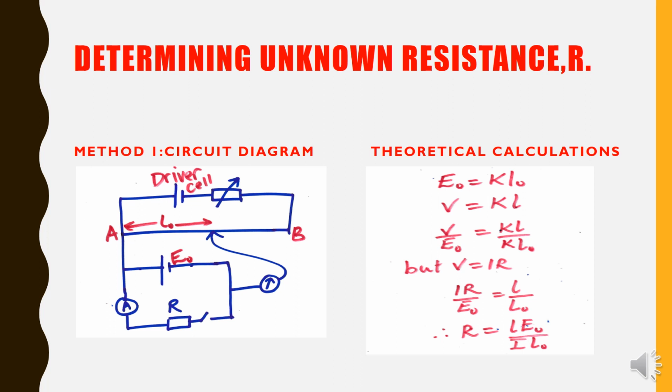So after you have recorded the current reading, you can now write down the equations. First of all, the first equation when the switch was open is E naught equal to KL naught, shown on the right hand side. And then when the switch is closed, V is equal to KL. So dividing those two equations, and substituting for V equal to IR, we get the value of R as L E naught over I L naught. So we have determined the unknown resistance in that way.